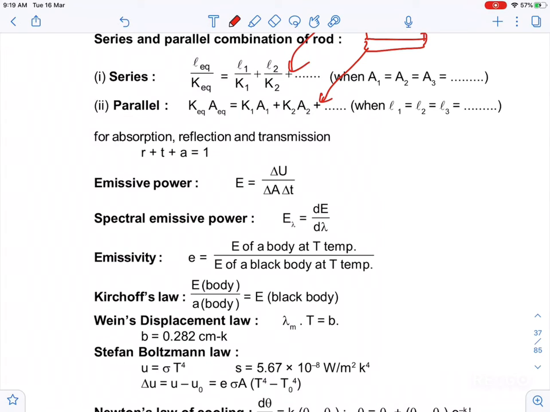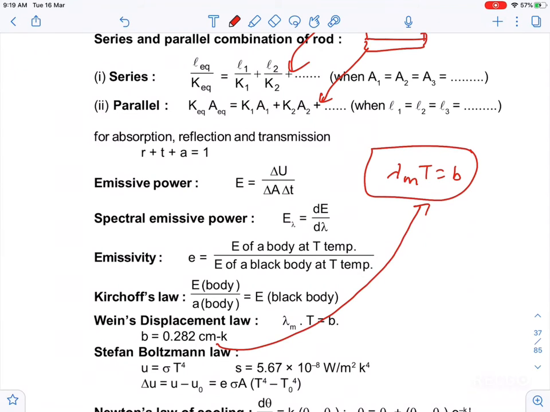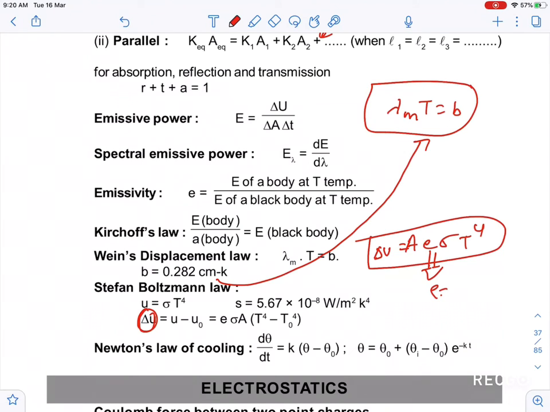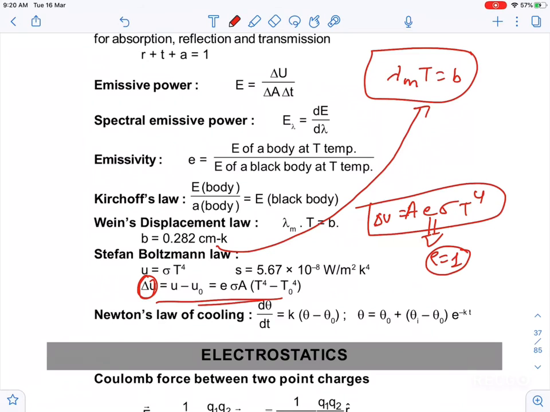Now guys, no more questions come from this formula, but they have asked the formula of Wien's law. Lambda m into T is equal to some constant. This is Wien's constant, value is 0.282 centimeter Kelvin. Now Boltzmann's, actually, they have asked one formula. The formula is A E sigma T to the power 4. This is actually dQ, means delta U, is equal to, can be written as A sigma T to power 4. This E is emissivity. Emissivity is 1 for a black body, and this formula you have to keep in mind.